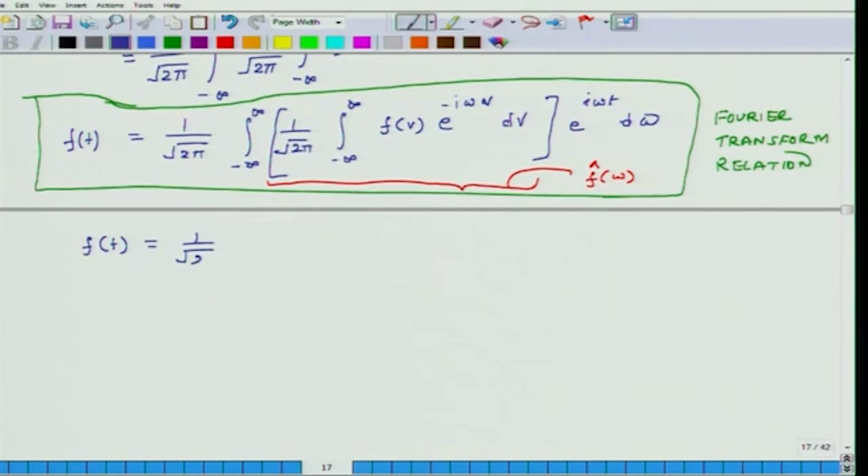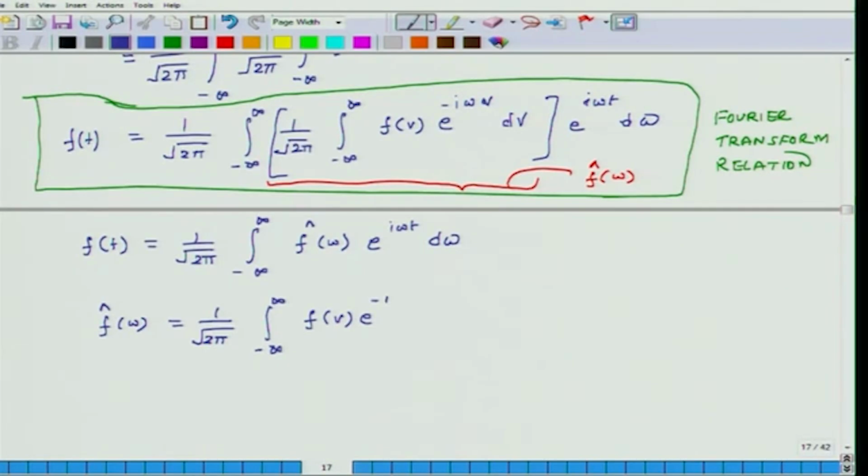as 1 over square root of 2 pi integral minus infinity to infinity f hat of omega, e raised to the power of i omega t d omega, where f hat is 1 over square root of 2 pi integral minus infinity to infinity f of v, e to the power of minus i omega v, dv.